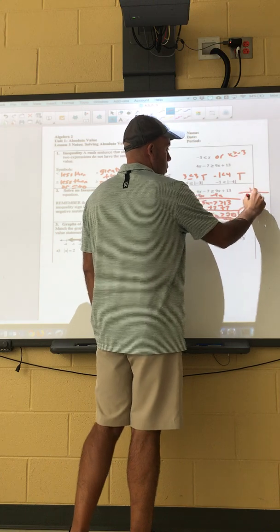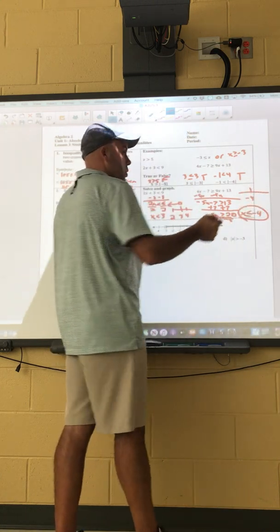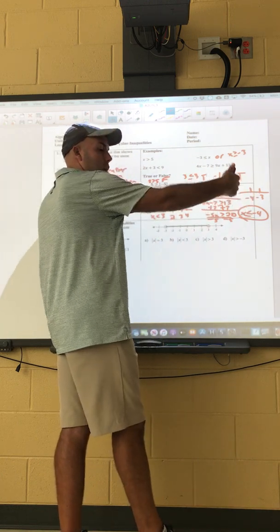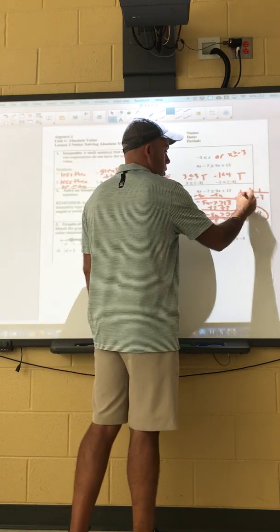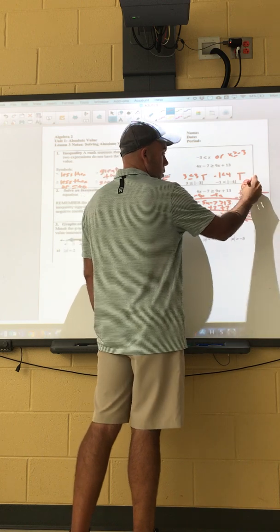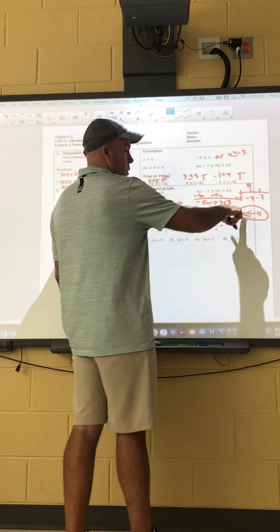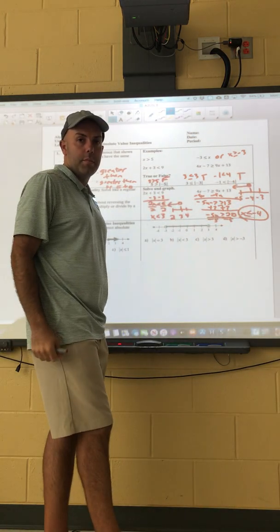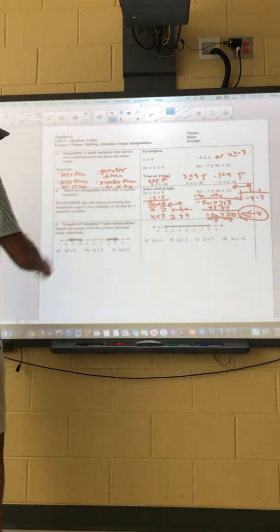So here's my -4. Remember, since I'm in my negative numbers, this to the right, aka what's 1 greater than -4? -3. And 1 less than -4? -5. Because it's an or equal to, we're going to put a closed circle, and then that reads x is less than, so we're going to go to the left. Okay?